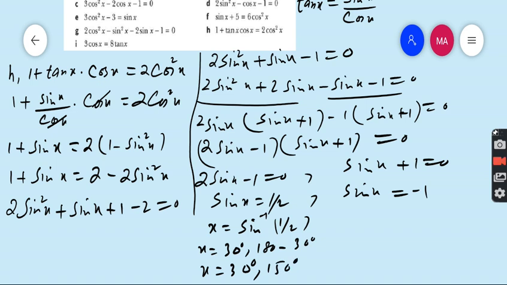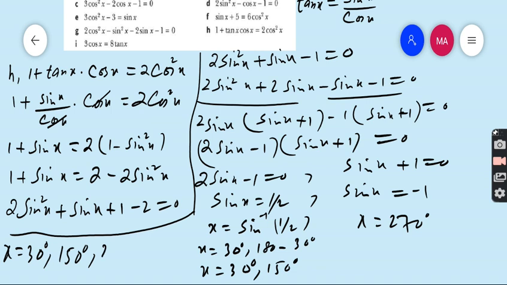And we just saw in the previous part, sin is minus 1 from 0 to 360 degrees at only one angle, that is 270. Hence our final answer in ascending order: x is equal to 30 degrees, 150 degrees, 270 degrees. This is our final answer. So we hope you completely understand part H.